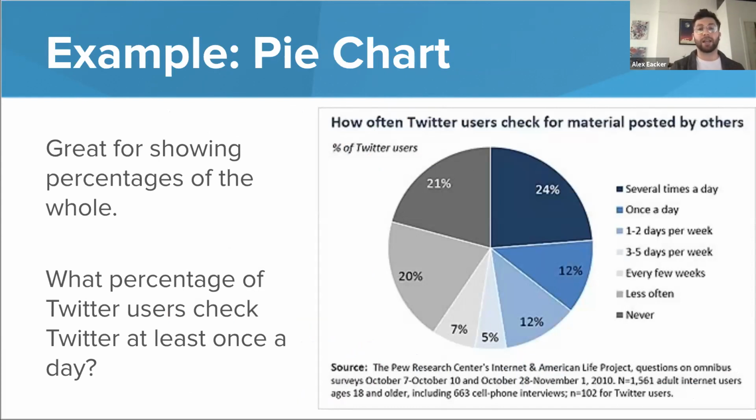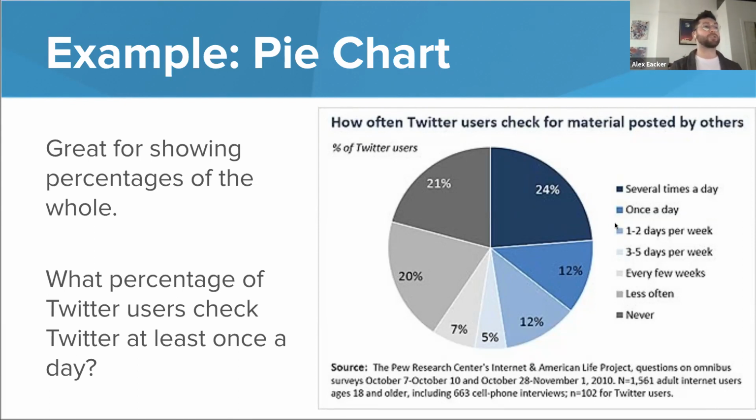We might not necessarily have an exact value here, but that might not be what we're trying to display, right? In this case, what we're trying to display is the percentage of users that are checking material posted by others. So what we see is it looks like 12% of Twitter users check their Twitter once a day. It doesn't actually matter how many people we're talking about here. Either way, 12% of the group will probably check their Twitter feed. And as we can see down here, this is a group of about 1,500 people. So that's a pretty substantial percentage.